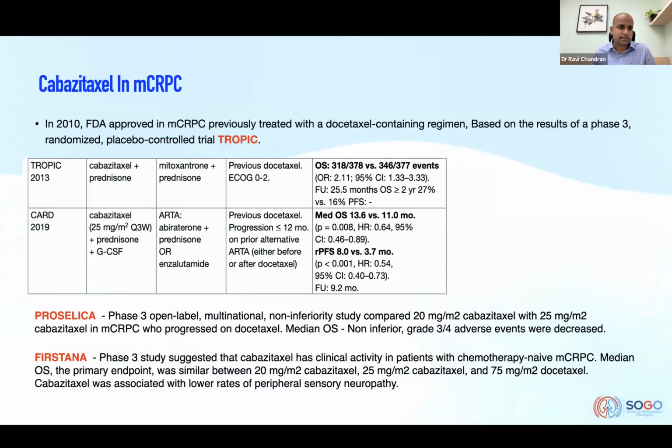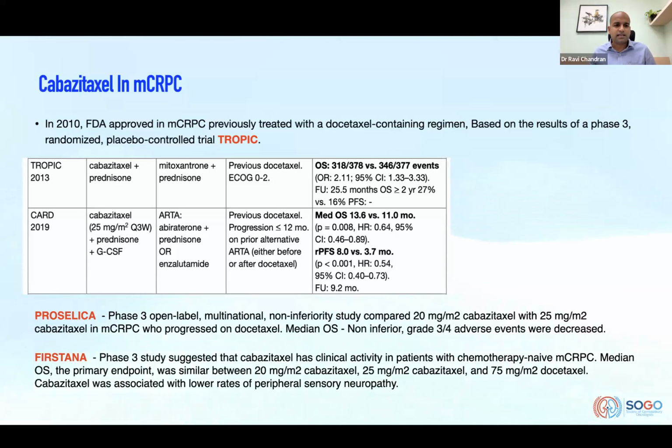Well, there are 2 other studies associated with cabazitaxel. One is the ProCelica study. It's a phase 3 non-inferiority study comparing 20 milligram per meter square of cabazitaxel against the standard of 25 milligram per meter square. Median OS was non-inferior. Grade 3 and grade 4 adverse events were decreased. Cabazitaxel had a problem of severe febrile neutropenia. So they evaluated in ProCelica, saying, let's reduce the dose and see if it is better. Certainly, median OS was non-inferior and adverse events seemed to be less.